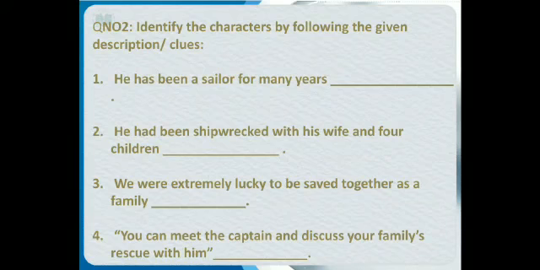Identify the characters by following the given descriptions or clues. Sentence number 1 is, he has been a sailor for many years. Number 2, he had been shipwrecked with his wife and 4 children. Sentence number 3 is, we were extremely lucky to be safe together as a family. Sentence number 4 is, you can meet the captain and discuss your family's rescue with him. The sentences, descriptions and clues are given here. You will have to write the characters which have been discussed in chapter 1. All the work will be done on loose sheets and clear images will be sent to the concerned teachers.